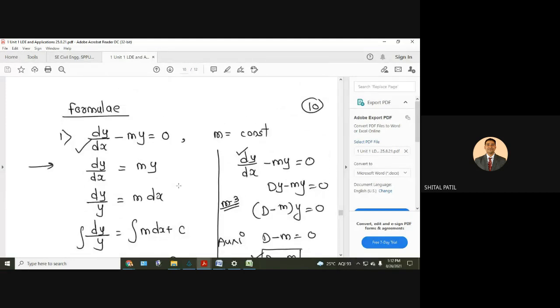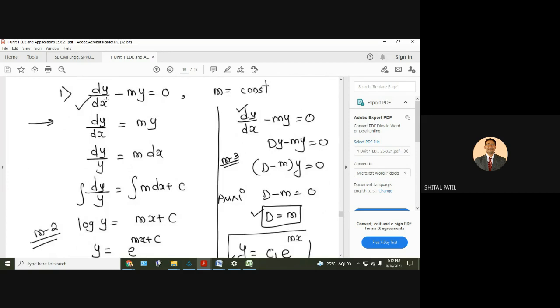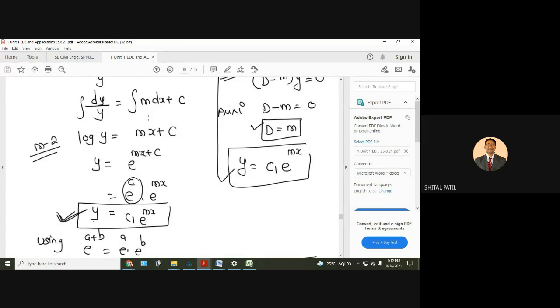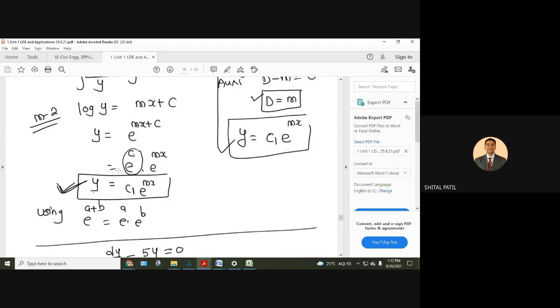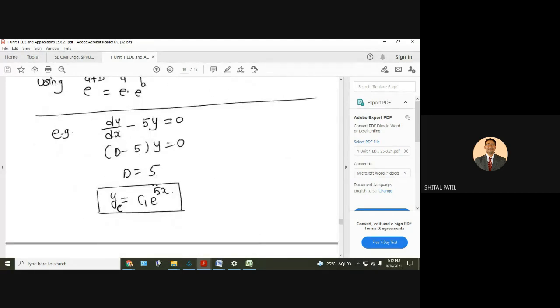So 4 different formulas we want to develop corresponding to the 4 different conditions. First condition is roots are real but distinct, different, unrepeated. So this is the differential equation, dy by dx plus my equal to 0, and it is solved by our usual method, separation of variable form, and the solution is y equal to c1 e raised to mx. So say if 5 is the root, what is the solution? C1 e raised to 5x.